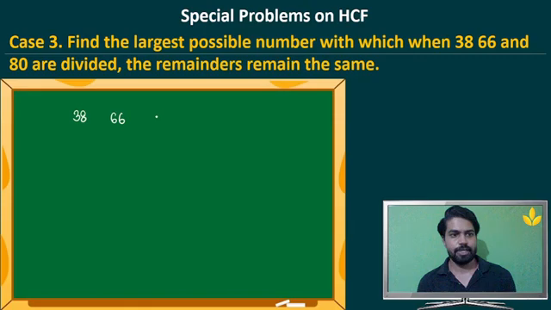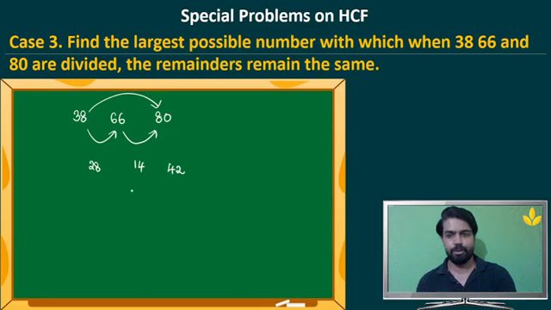Whenever we are given a question like this, let us look at the differences of any two numbers. What is the difference between 38 and 66? That is 28. What is the difference between 66 and 80? Which is 14. If you check the difference between 38 and 80, we get 42. We don't have to check all the combinations; it is enough to find the differences of two combinations. And we can take the HCF of these numbers.